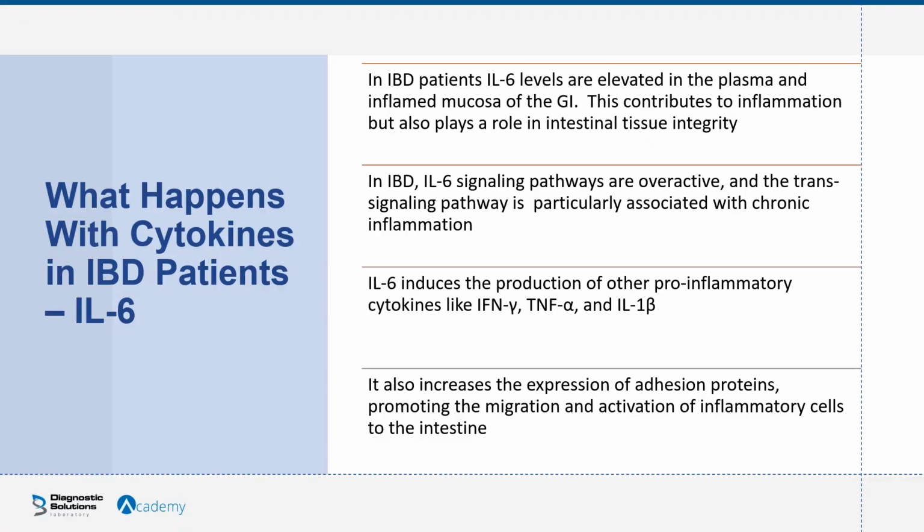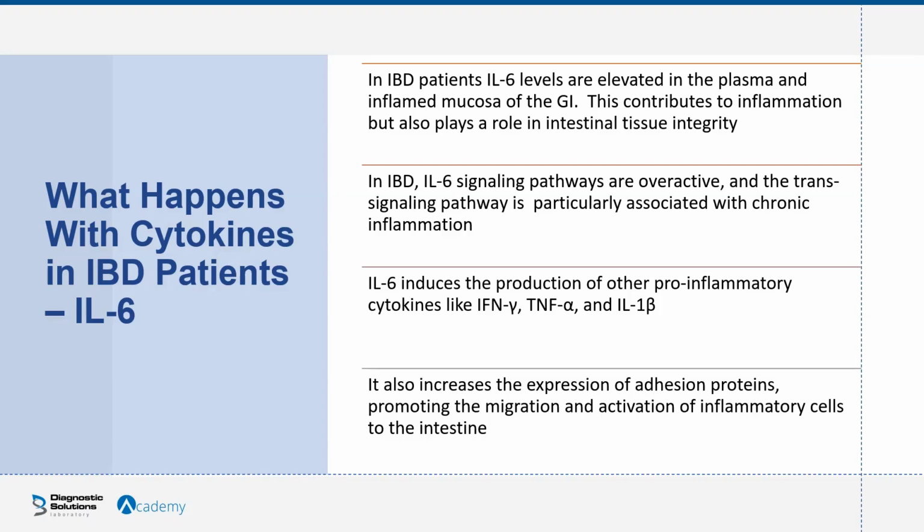Interleukin 6 is another place where we can have disruption for the inflammatory bowel disease patient. If we have an elevation of interleukin 6 either in the plasma and the inflamed mucosa of the GI tract, this contributes to inflammation and plays a role in intestinal tissue integrity lacking or getting broken down. The interleukin 6 pathway will become overactive, and then there's a lot of signaling that is associated with chronic inflammation.